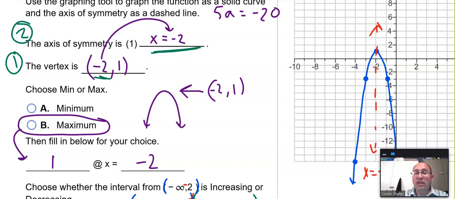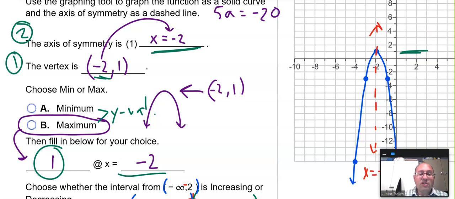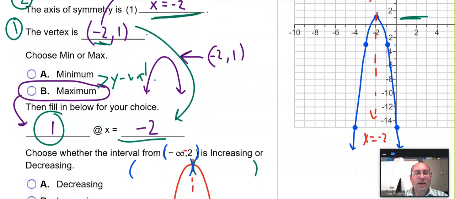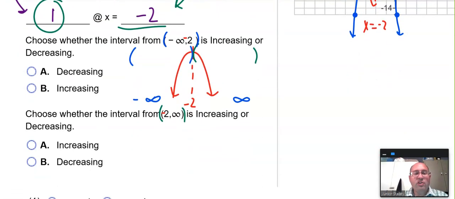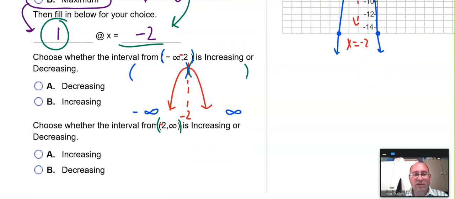And we are dealing with a maximum value, and that maximum value is 1. Remember, maximum and minimum refer to y values. And it occurs at x equals -2. Now, where did I get both of those pieces of information? Heck yes, I got them from the vertex.